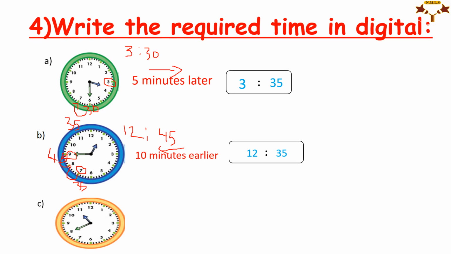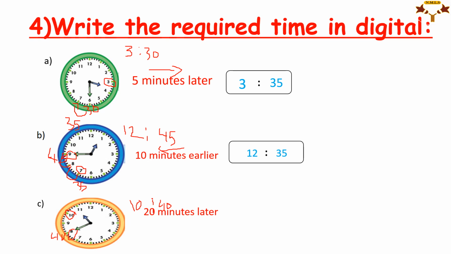Number C, here we have the short hand between 10 and 11. We will take the smallest, then we will take 10, then we write 10 in hours, and the long hand at 8, okay? At 8 means 40 minutes. Then the time is 10:40.